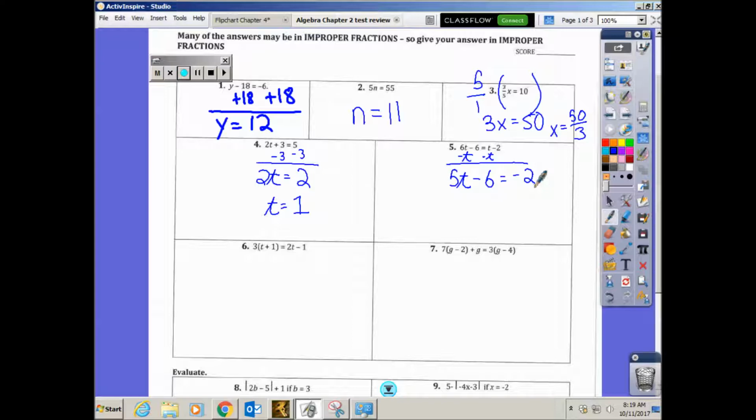Okay, so when I have a two-step equation, I always get rid of the term that does not have the variable first. So I'm going to add 6 to both sides. I need to see this work. Negative 2 plus 6 is 4. When I divide both sides by 5, those cancel out, and t equals 4/5.